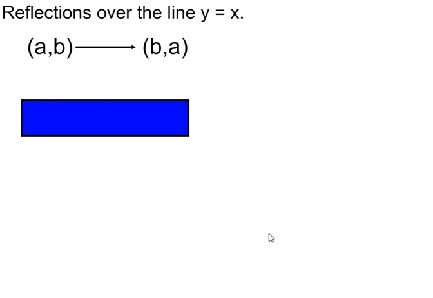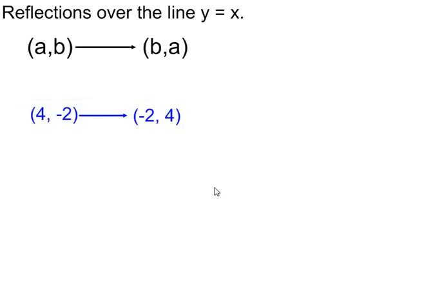Reflections are very similar to inverse functions. We are just looking at switching the x's and the y's. If this happens, this tells us we do have a reflection over the line y equals x. Again, a simple example of this could be if you have an ordered pair (4, -2). If I switch that to (-2, 4), that would be an example of points that are reflected over y equals x. Just like we talked about odd functions.